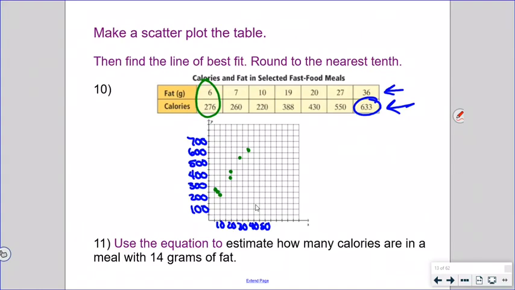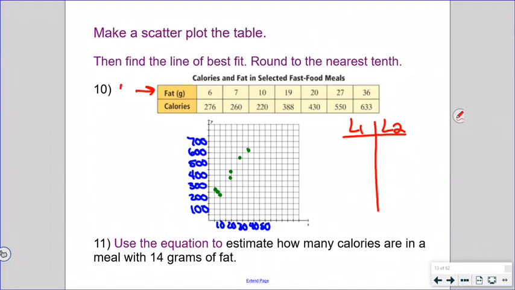According to our line of best fit, let me give you a minute to do that as well. If you're wondering exactly how to make a line of best fit, you hit that list button. These are going to be your L1 values, and these are going to be your L2 values. So the first dot that you would put in would be 6, and that matches up with 276, and then you put 7 and 260, and so on. Let me give you a minute to find your line of best fit.